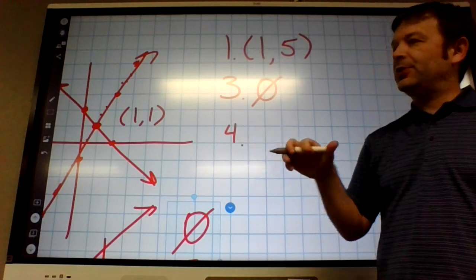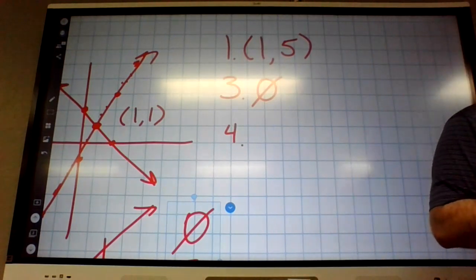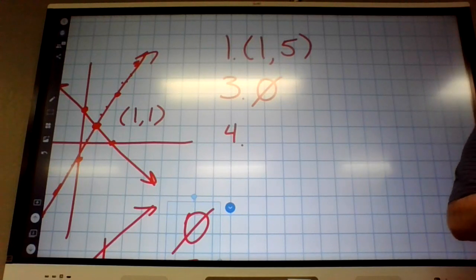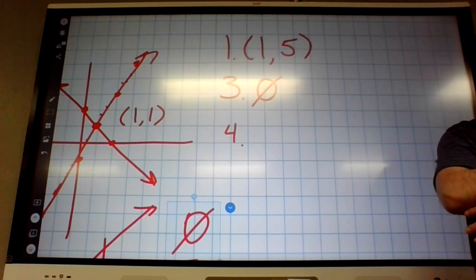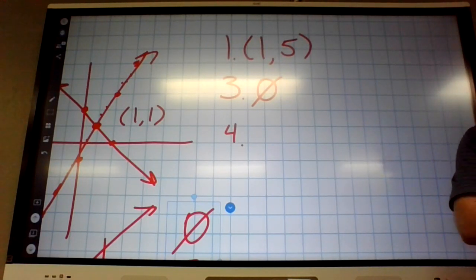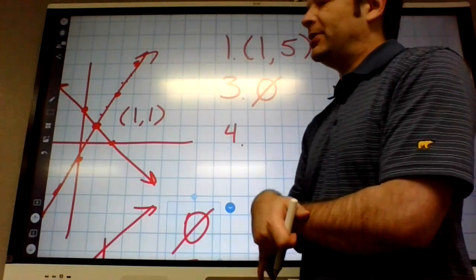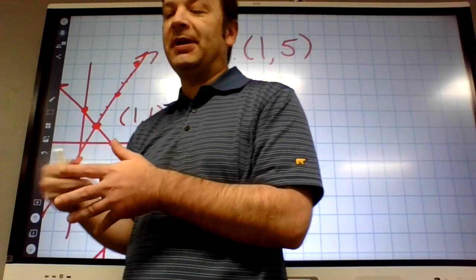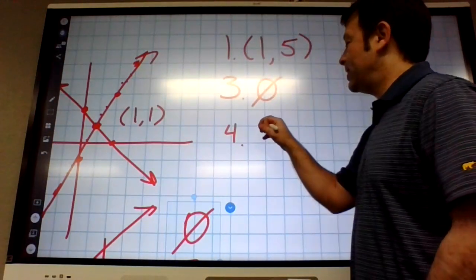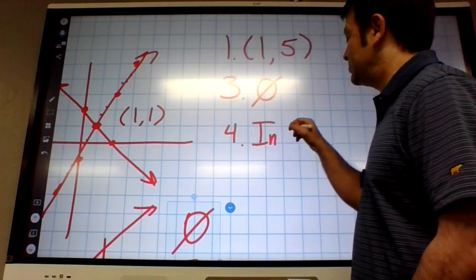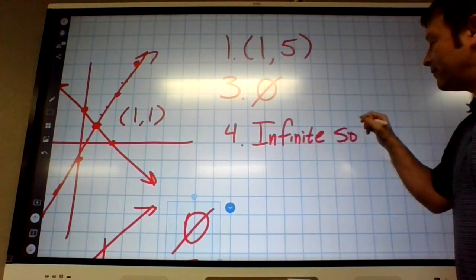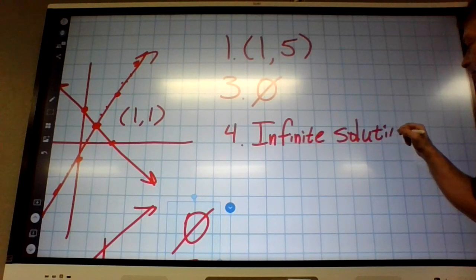Okay, number 4, this isn't even, but since it's weird, let's go ahead and talk about it. Can you guys tell what's going on in number 4? They're the same one. There's 2 lines on top of each other. The book just writes the equation of the line because all the solutions are solutions to that equation. I'm just going to have you guys write infinite solutions because they have all their solutions in common.